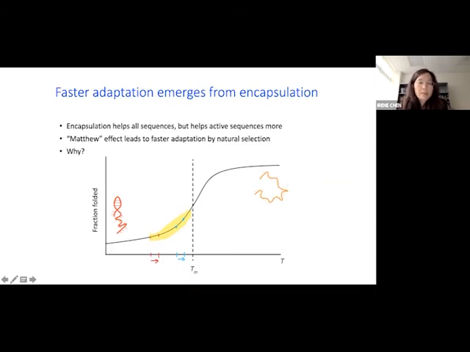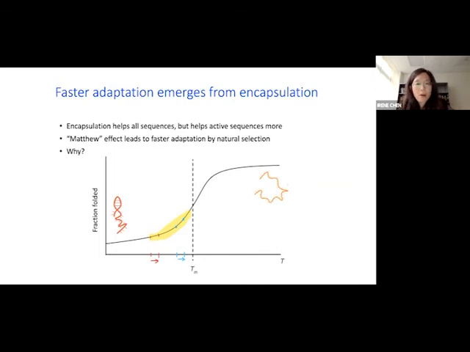So what's the basis for this, or how do we understand why the active sequences are helped more by encapsulation? Going into this, my intuition was that the active sequences are already well folded. They don't need much more help. Whereas encapsulation could really help those sequences that are borderline, and those sequences could get a big boost from encapsulation. So I thought that it would actually decrease the variation among sequences.